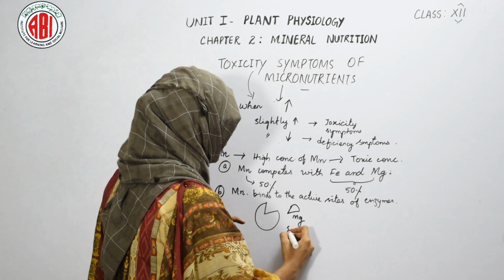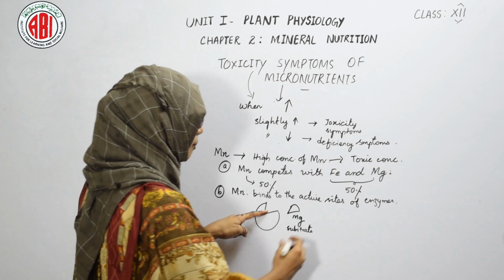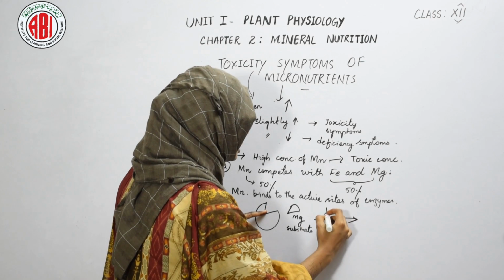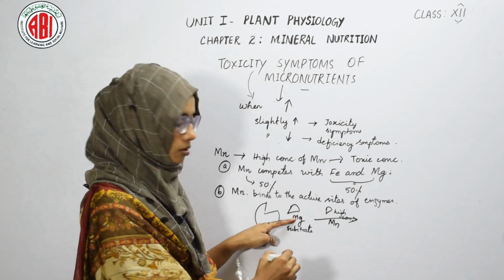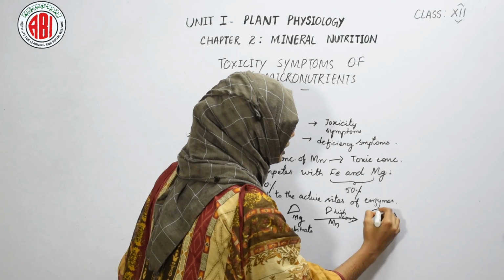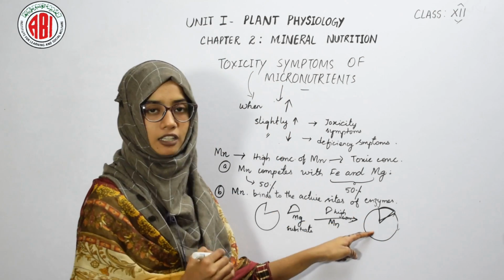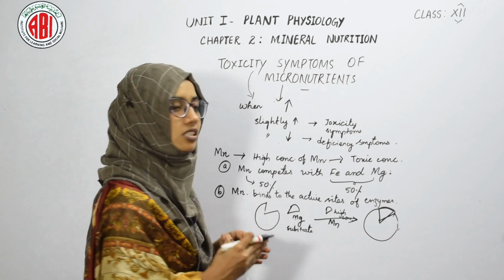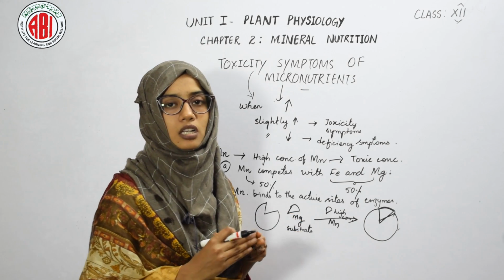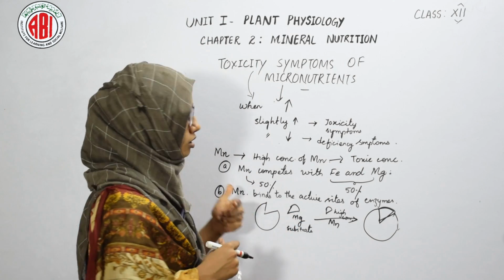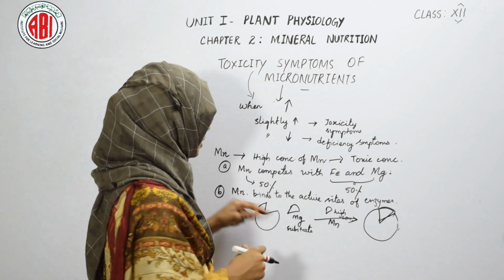For example, here we can take magnesium as a substrate. This needs to bind to the active site of the enzyme. But when manganese is present in a high concentration, instead of magnesium, manganese is going to bind this active site of the enzyme, and due to the binding of manganese to the active sites of the enzyme, the processes which are carried out by the binding of magnesium would be affected. This shows the effect on the processes which are carried out by magnesium.